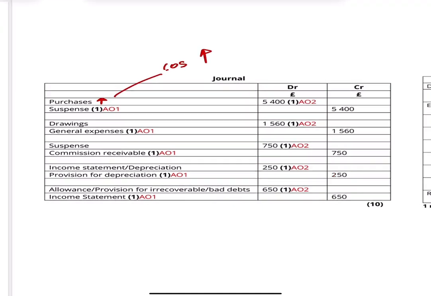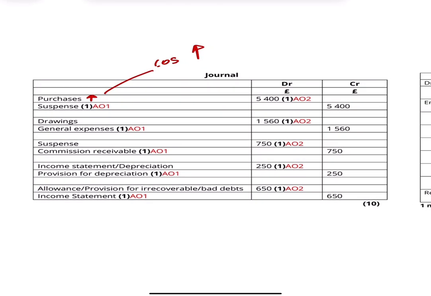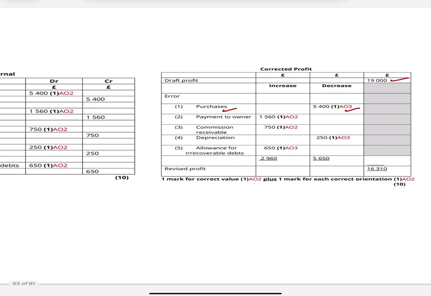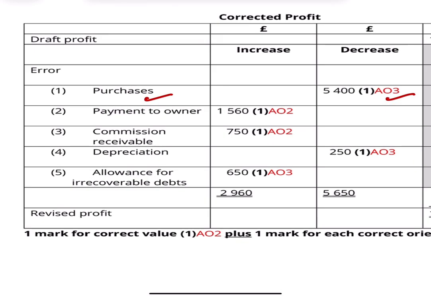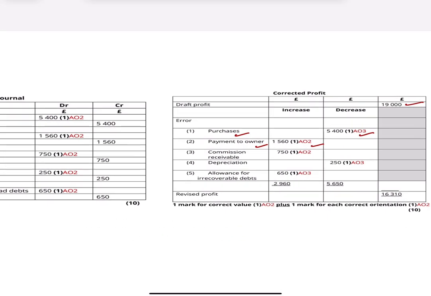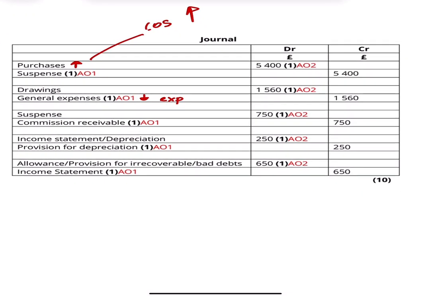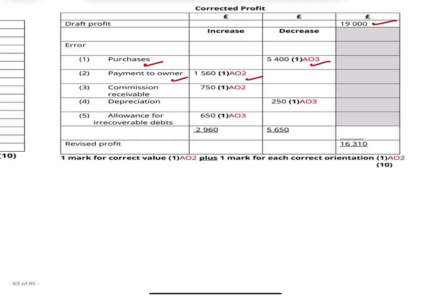Next entry, drawings debit, general expenses credit. General expenses, it's reducing. That means expenses reducing. If expenses reduce, what happens? It will increase the profit. Next one, suspense debit, commissions receivable credit. Commissions receivable credit, it's increasing. Therefore, other income increases. So if other income increases, what happens to the profit? It should increase. So commission receivable increase 750.